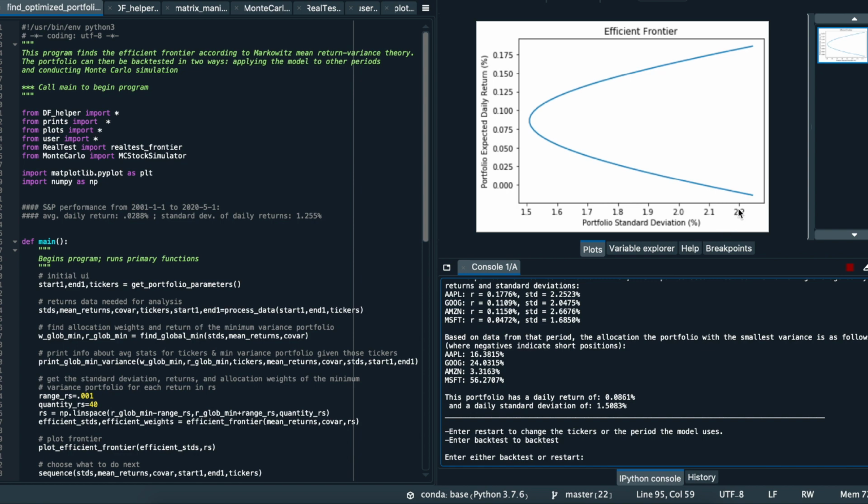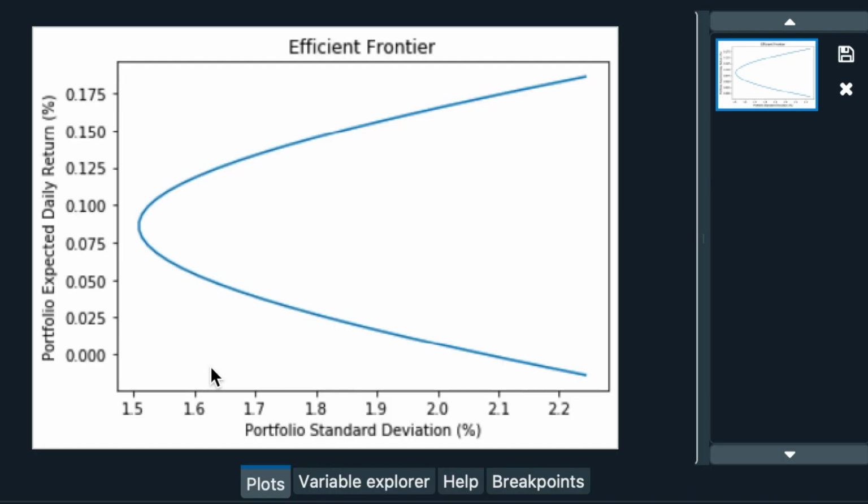Okay, so let's start. So this is the model right here. Let's start by looking at this plot. So what this plot is showing is called the efficient frontier, and the efficient frontier runs a line through a bunch of points where each point you can think of as being a portfolio, where that portfolio is optimized with respect to its standard deviation.